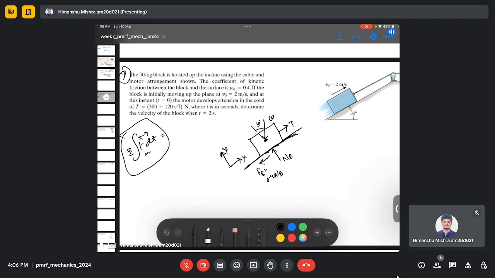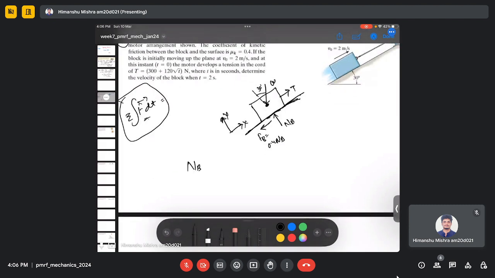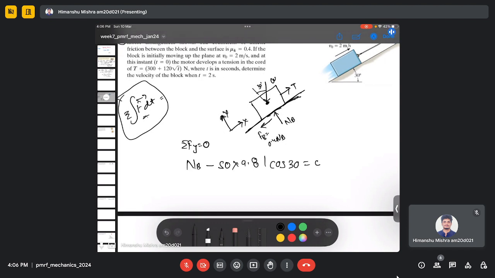Here the normal reaction at B is unknown. So if I do the force balance analysis in the y direction, I will have N_B minus this is my weight, which is acting in the y direction, mg cos 30 equals 0. My normal reaction is 424.7 Newton.